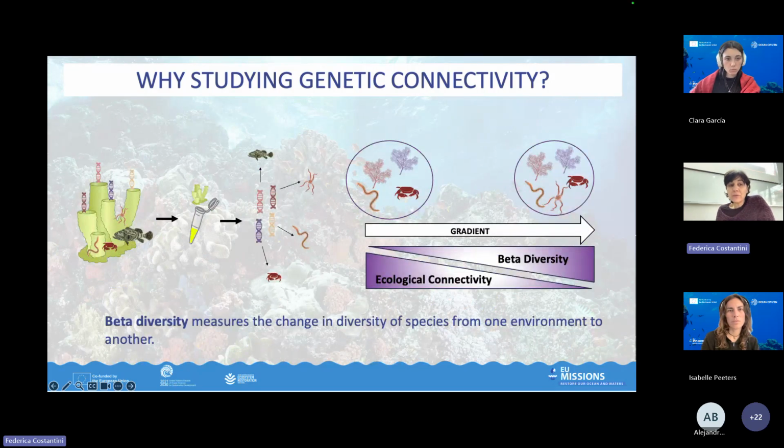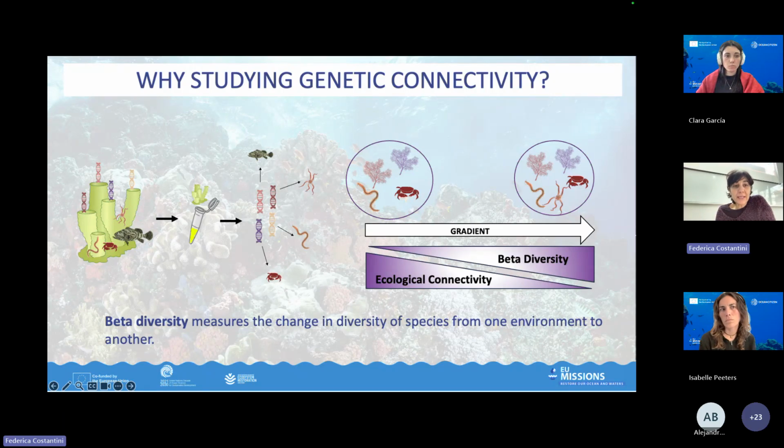Why do we move from population to community level? When we try to understand what happens within a group of individuals belonging to different species in a specific area and in a specific time frame, we can use other molecular tools that allow us to study connectivity patterns of more species at the same time.